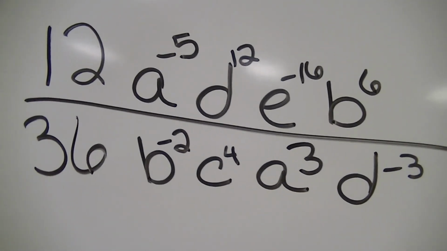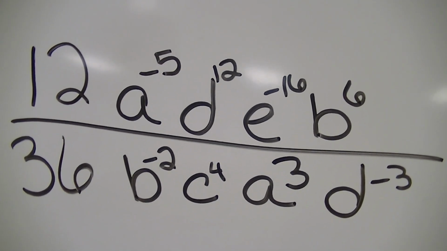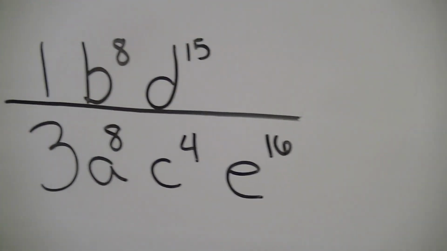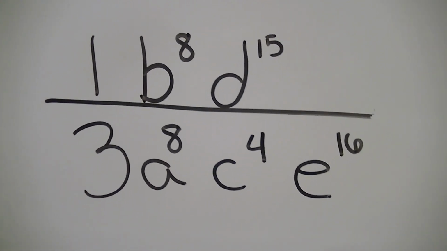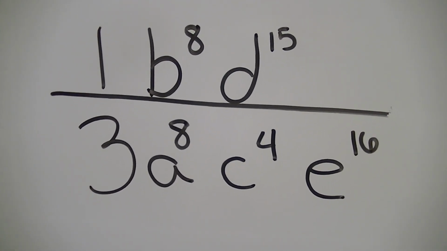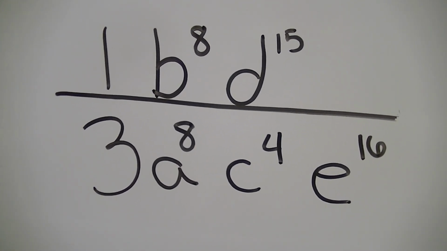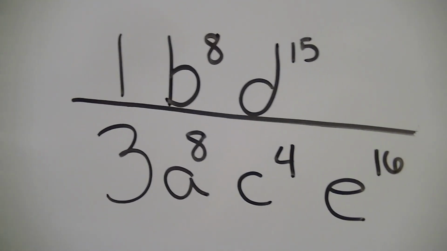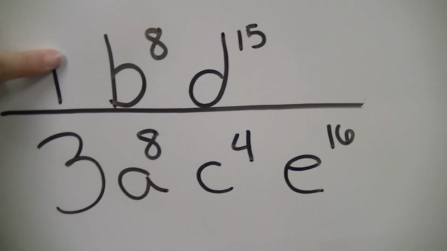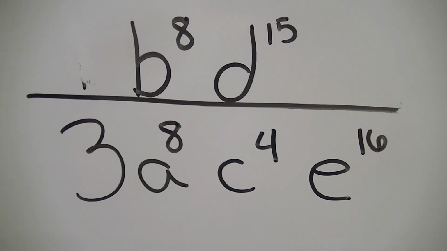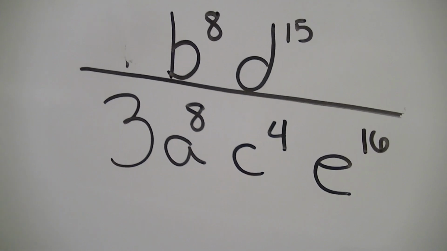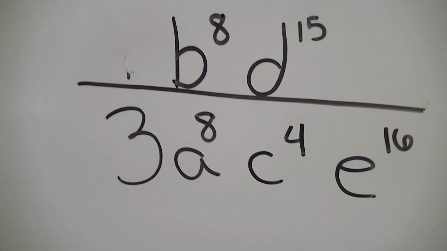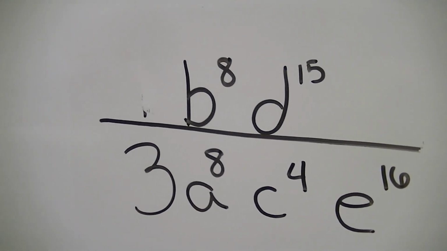All right, now let's look at our E. We've got an E, but we've only got one, and he's by himself. It's a -16, so negative exponents are going to go on the bottom. So that means our final answer is going to be 1 B to the 8th, D to the 15th, over 3 to the 8th, C to the 4th, E to the 16th. Now, do I have to have this one here? I don't. It's just a place marker. I can erase it, okay? So really, I'm just looking at B to the 8th, D to the 15th, divided by 3, A to the 8th, C to the 4th, E to the 16th.